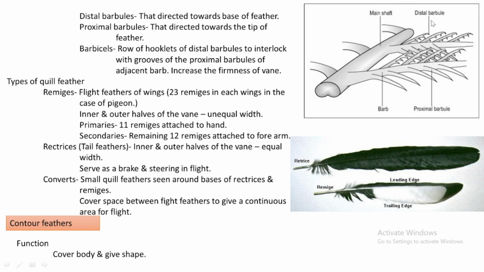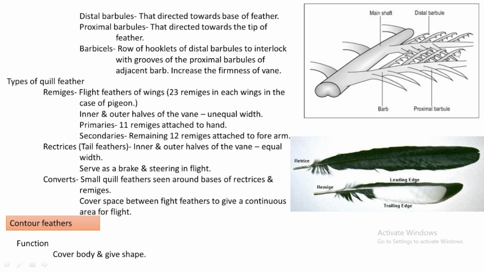Proximal barbules means they are directed towards the tip of the feather. If we look at the direction, it is directed towards the tip of the feather, and they are called proximal barbules. Proximal barbules can be seen in almost the middle portion. Okay, proximal barbules.